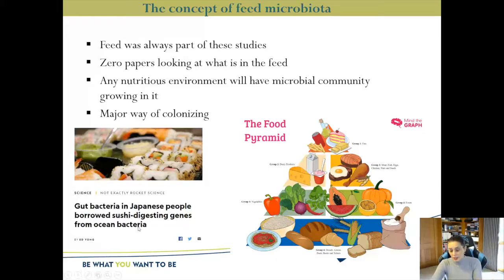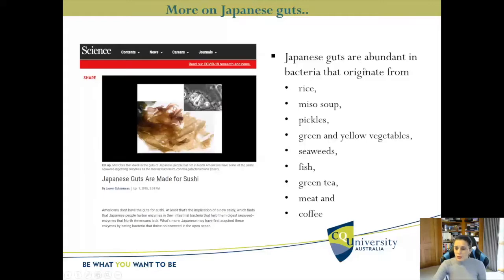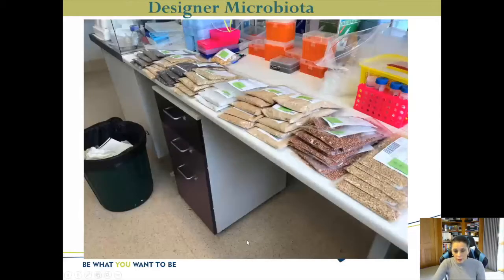They can literally digest seaweed, and that bacteria actually came because they eat a lot of oysters and a lot of seafood, and by eating that food, they colonize themselves with ocean bacteria. Interesting is that Japanese guts are abundant with bacteria that are coming from rice, from miso soup, pickles, seaweeds, fish, green tea, meat, and coffee. And they have very different intestinal microbiota. And of course, they live much longer, and they have a very healthy lifestyle. Not much obesity among Japanese.